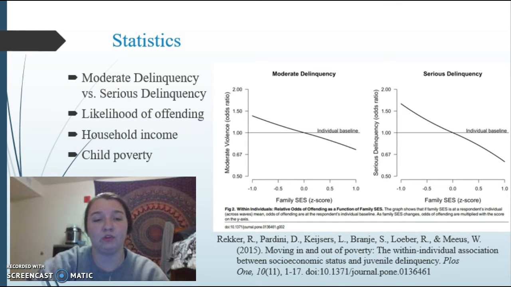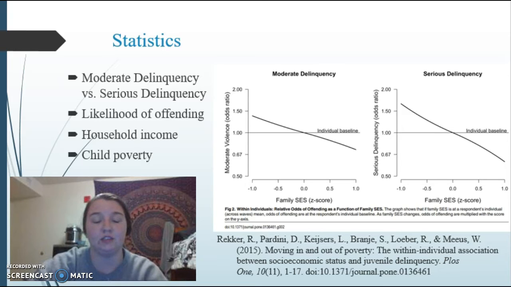Moving on, we must first look at the statistics behind various aspects of poverty and delinquency. As you can see in the figure to the right, there is a slight difference between moderate and serious delinquency when it comes to SES. Moderate violence's odds ratio just barely reaches 1.5, while the serious violence odds ratio is around 1.75, when the family SES score is around negative 1.0.